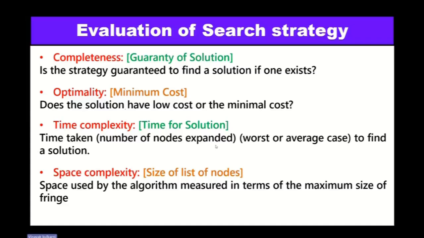The third part is time complexity. How much time is taken? That is, the number of nodes expanded and how much time is required to find your solution. And finally, space complexity. That means how many nodes can be held, the size of the list. So four parameters are there: guarantee of solution, whether it is converging or not, what the cost of the solution will be, time for the solution, and how many nodes are there in the list or how many nodes you can take at a time. These four properties apply to the search algorithms.